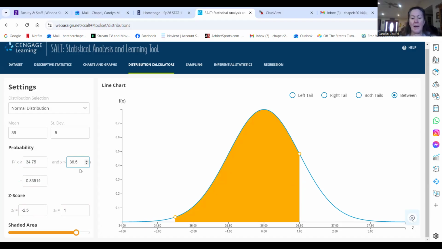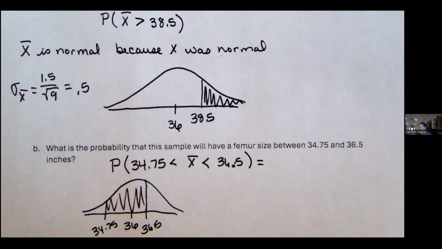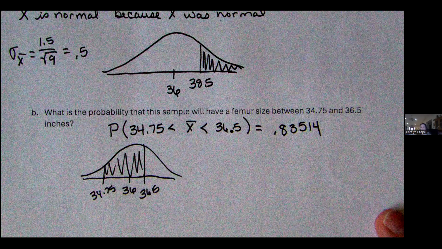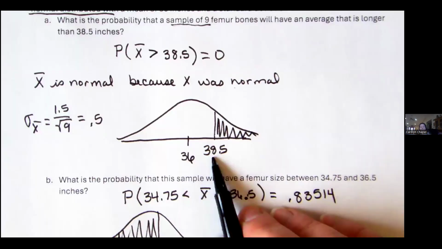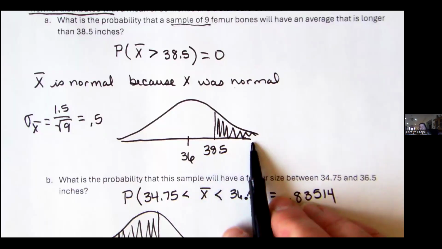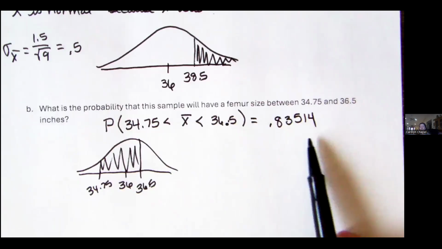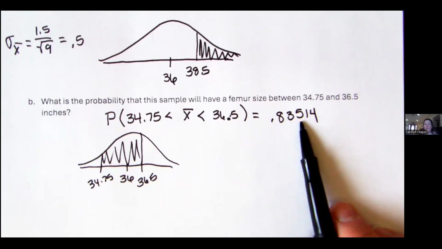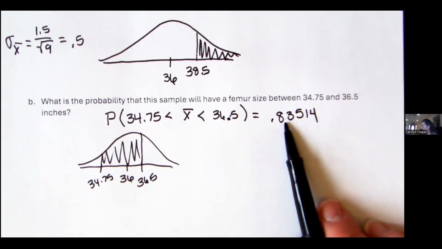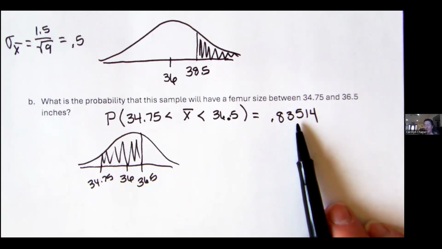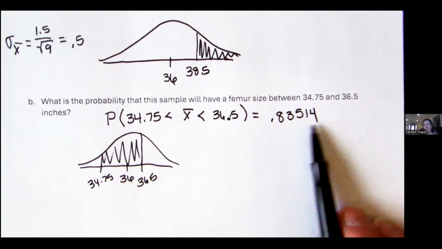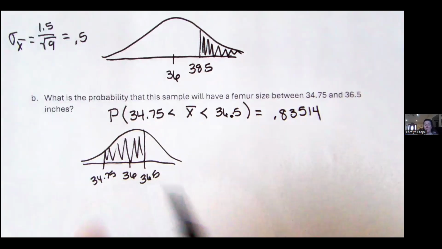Okay, go back to our notes. So again, here we were actually 5 standard deviations above. That's quite a ways away. We did get a probability of 0. It does happen. Here we have a probability of 0.83514. So roughly all the bones that we would find, if we had 1,000 of them, 83.514% of them should fall in that range.